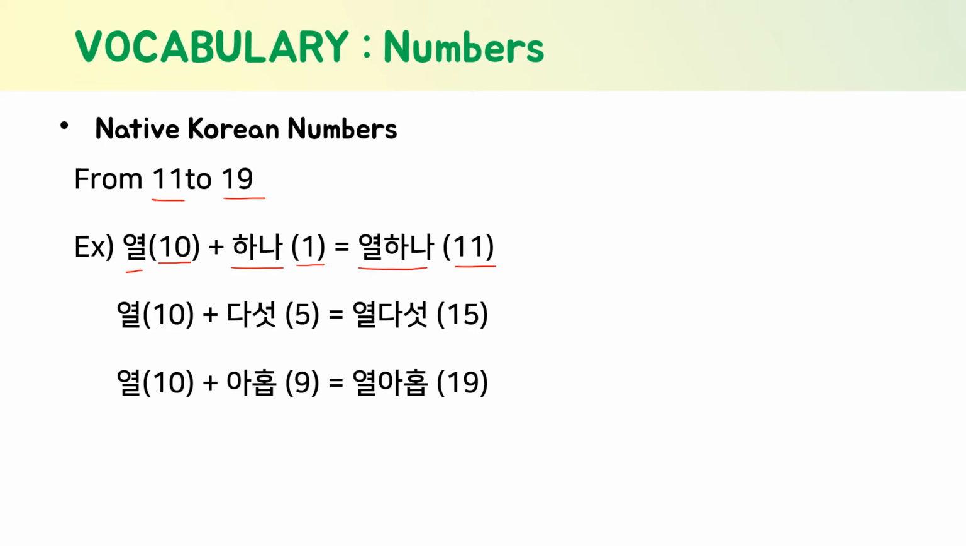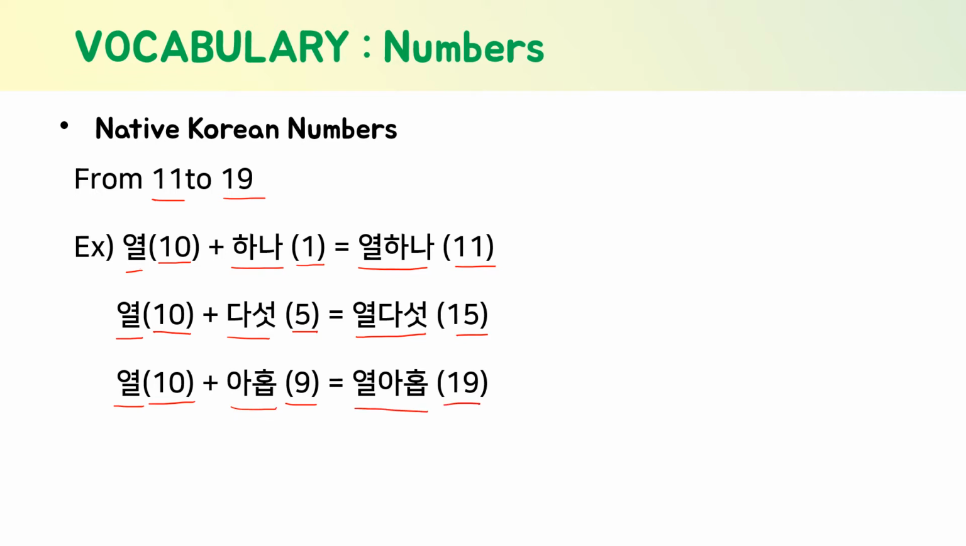So 15 is 10 plus 5. The word for 10 is 열, and the word for 5 is 다섯. So it becomes 열다섯, which means 15. For 19, it's 10 plus 9. The word for 10 is 열, and the word for 9 is 아홉. It becomes 열아홉, which means 19.